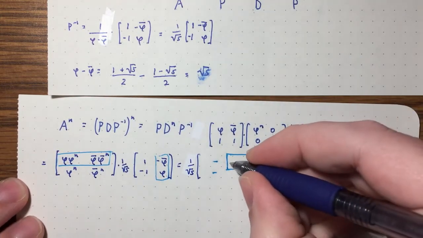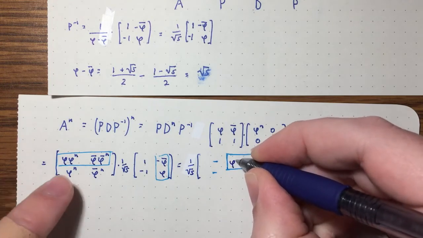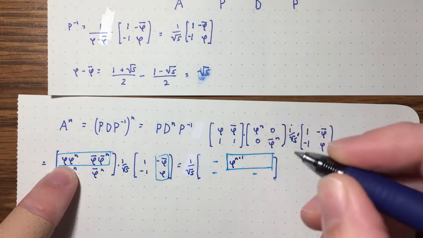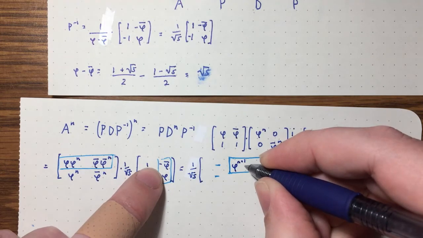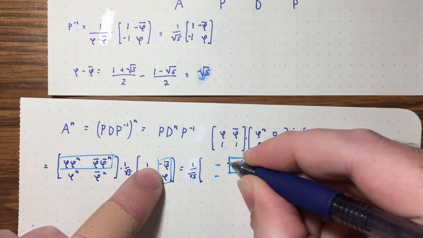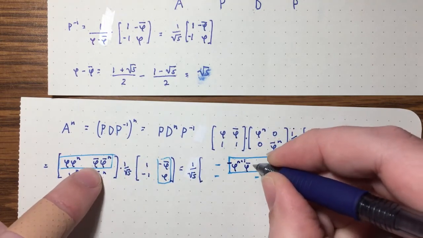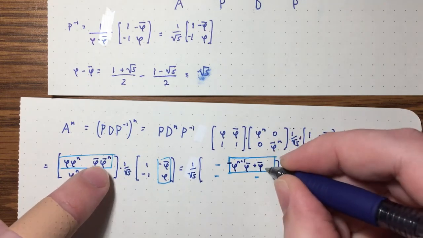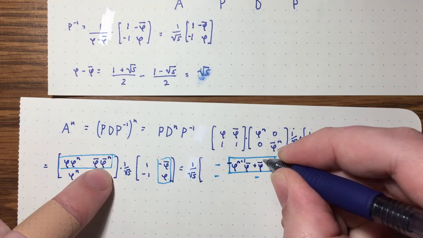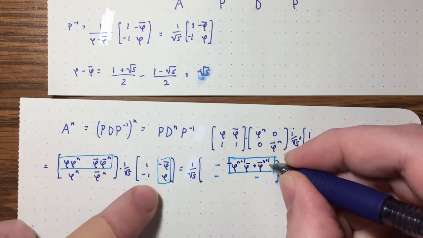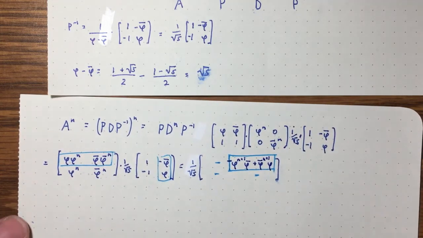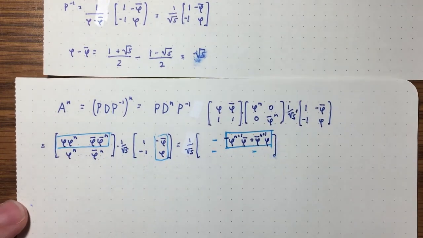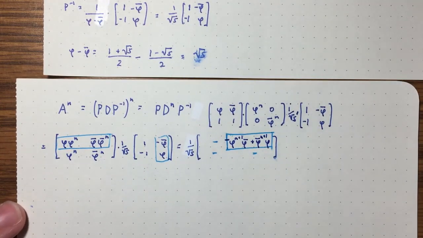Okay, so I have a phi to the n, I can rewrite this as phi to the n plus 1 times phi bar, but I have a minus sign here. And then I have a plus phi bar to the n plus 1 times this phi, right? Okay. Is there any way to make this look any nicer?